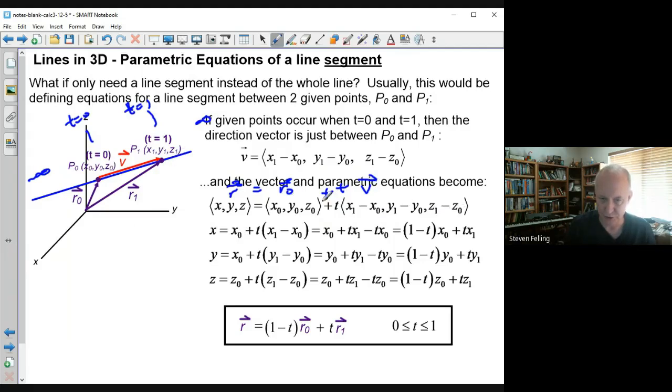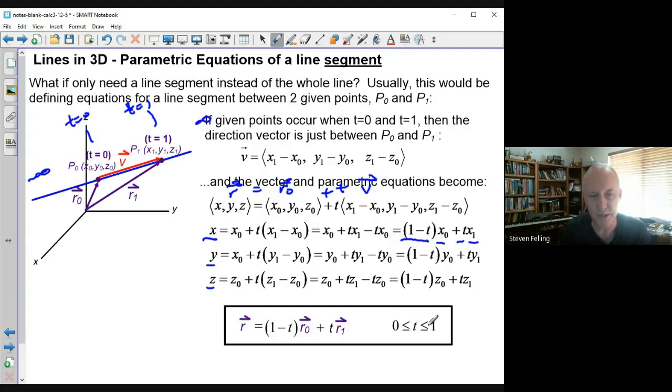Right? And then if you were to multiply this all out, you're going to find that if you write this as a parametric equation, x is equal to 1 minus t times x0 plus t times x1. And the same for y and z, just with y and z substituted. So if you rewrite that back in this form, you get that r, the generic r, is 1 minus the parameter t times r0 plus the parameter t times r1. But this time, t only goes from 0 to 1.